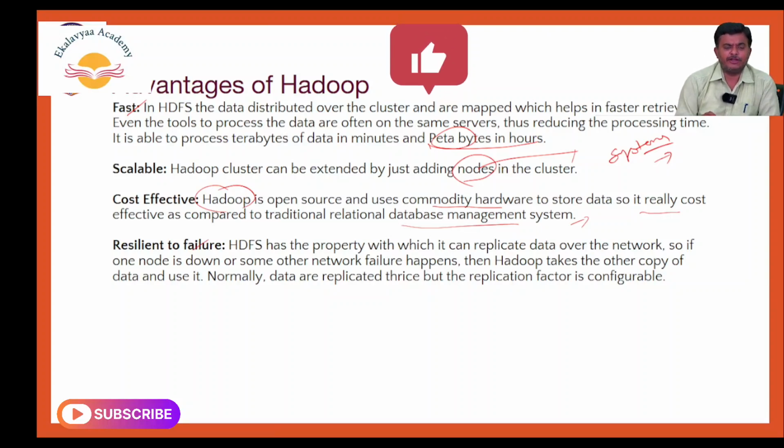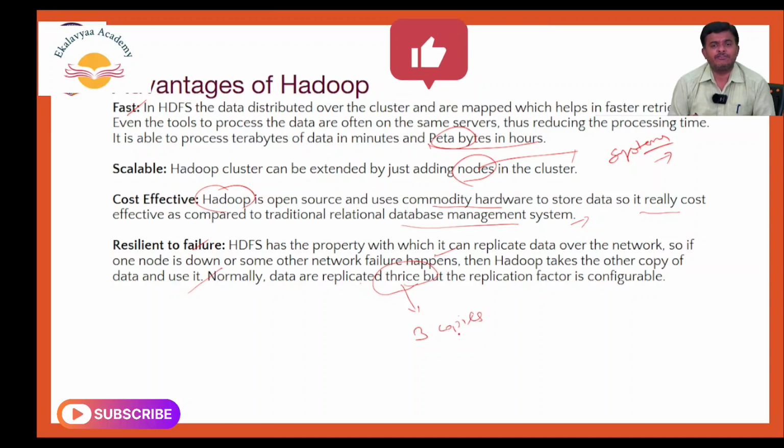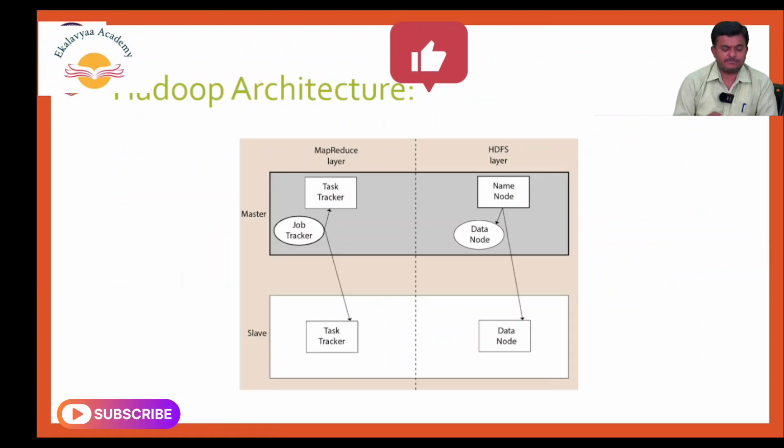Next, resilient to failure. HDFS has a property with which it can replicate data over the network. So if one node is down or some other network failure happens, then Hadoop takes the other copy of data and uses it. Normally our data is replicated thrice, but the replication factor is configurable. By default, it takes 3 copies of data stored in different locations, but it is customizable. You can configure whatever number of copies you need using the configuration system.